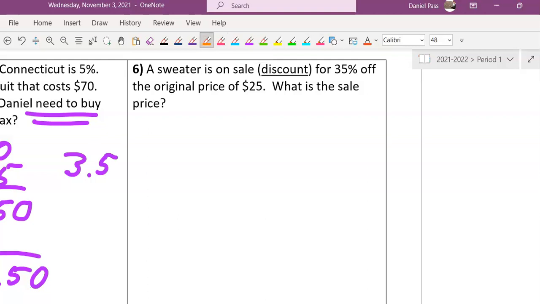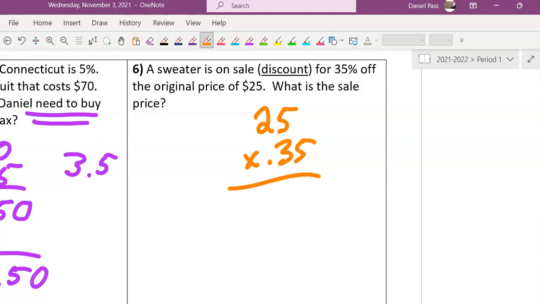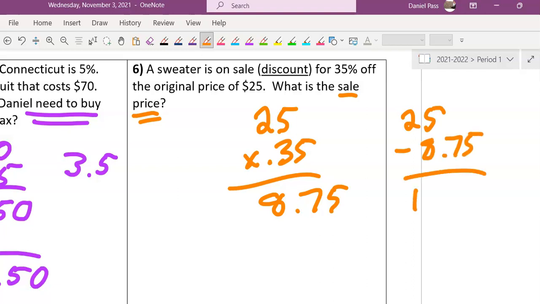I did 25 times 0.35. And I got 8.75. Okay, are we done? No, it's the final price, sale price. And then I did $25 minus 8.75. I should probably do this on the right side. Okay, $25 minus $8.75. We get $16.25. $16 and 25 cents. Yeah. Okay, very good.